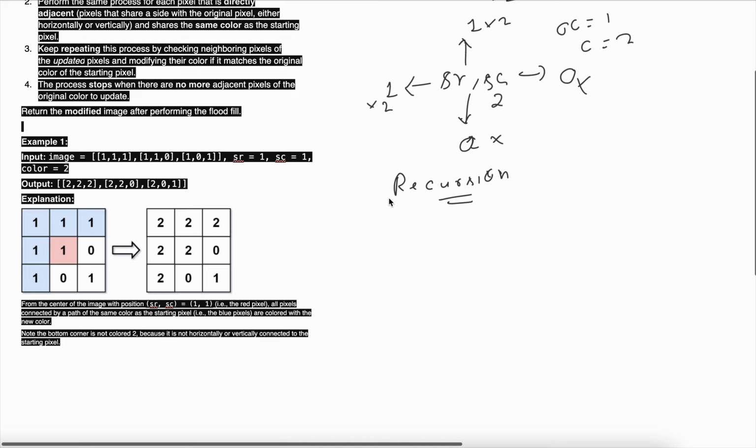You can see your work is repetitive here. What is your work? You choose a source, you update that color, you move in all four directions and update their color. Then the next updated coordinate will be your source, so again you repeat that work. That's why this comes under recursion.